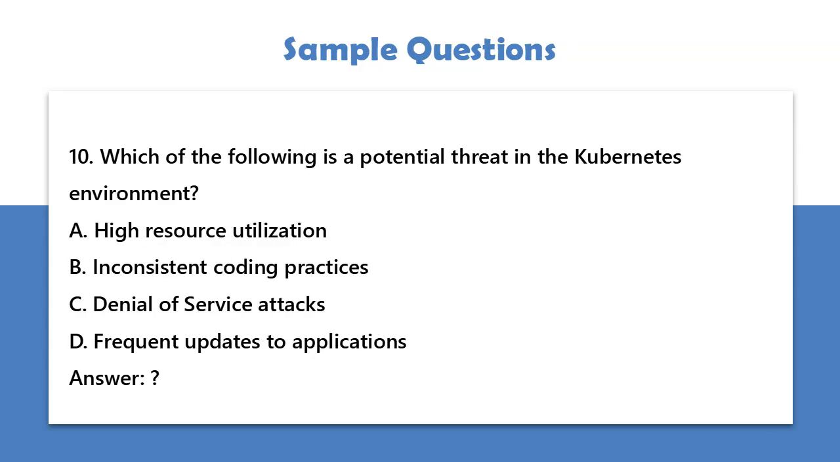10. Which of the following is a potential threat in the Kubernetes environment? A. High resource utilization. B. Inconsistent coding practices. C. Denial of service attacks. D. Frequent updates to applications.